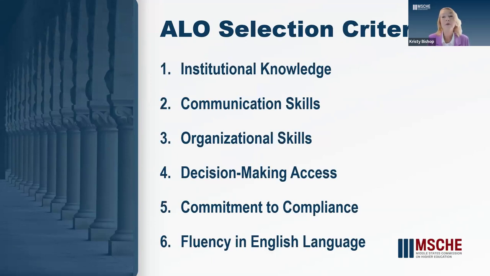So, what are the important selection criteria? What does the best candidate have? What are you looking for in an ALO? What are those qualities that are so important? It's really important for that ALO to have institutional knowledge, to really understand policies, strategic plans, and accreditation history, so that they can communicate effectively. They have to know the institution. So that is first and foremost.